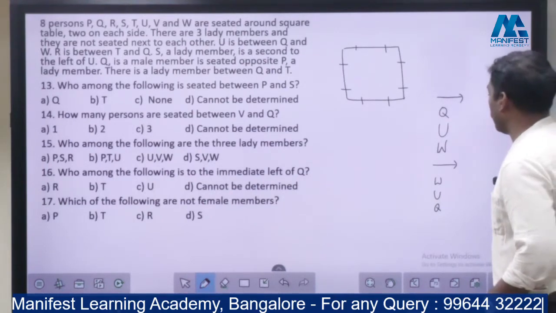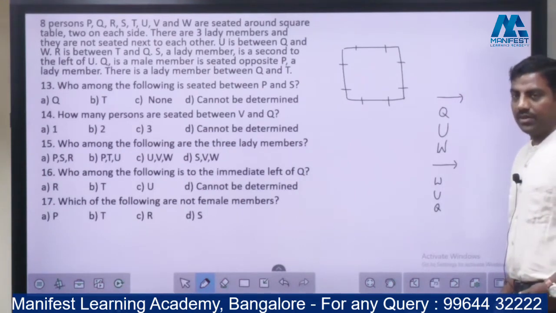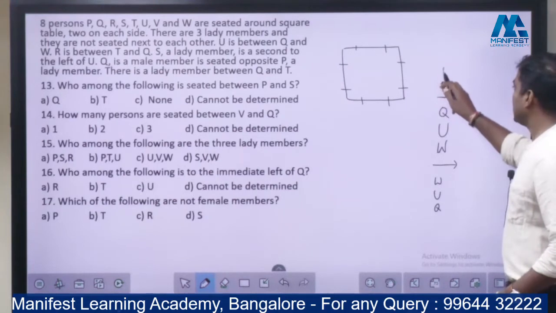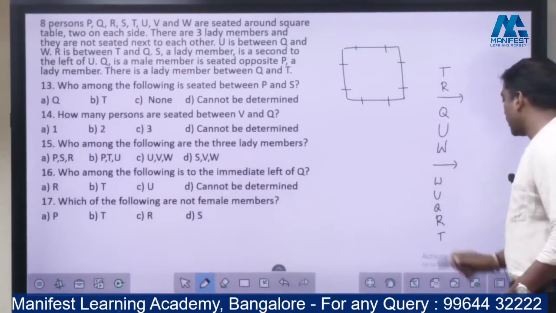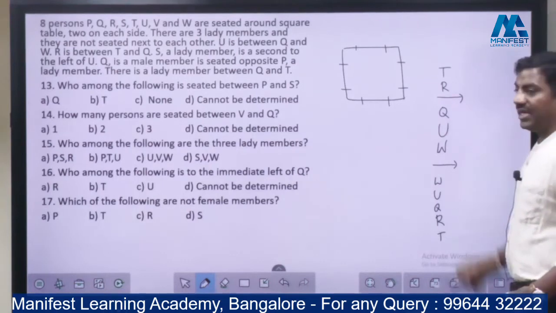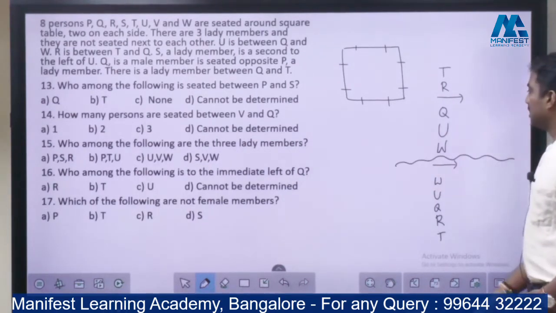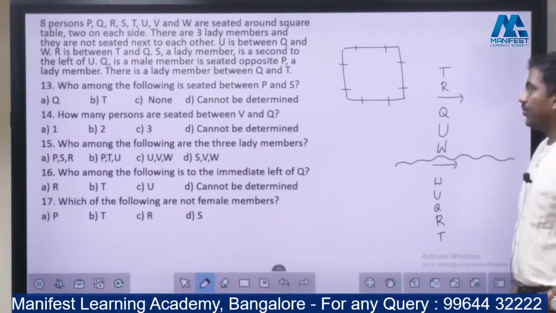R is between T and Q. Now Q is the common person here. So R is between T and Q. If this is one thing, another thing would be, yes. So this is one diagram. This is another diagram. 5 persons positions we are knowing now.